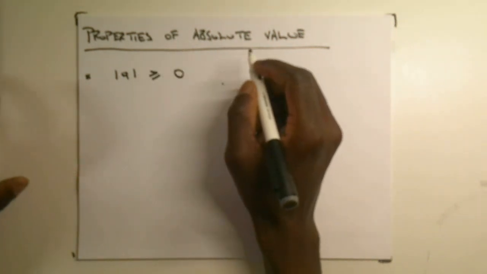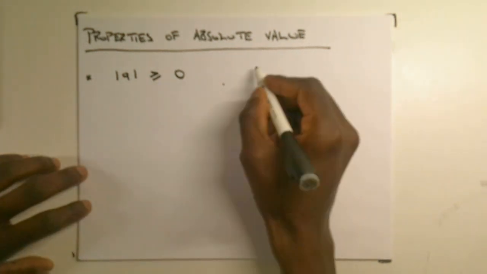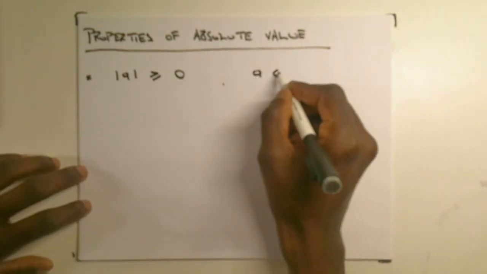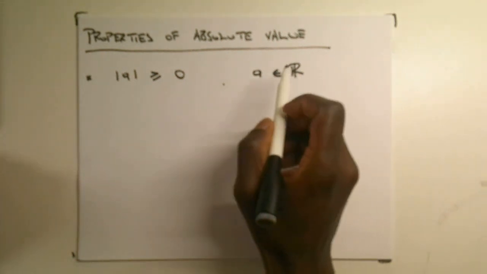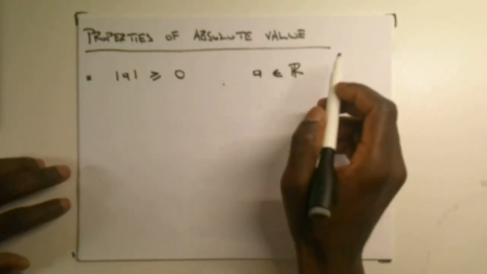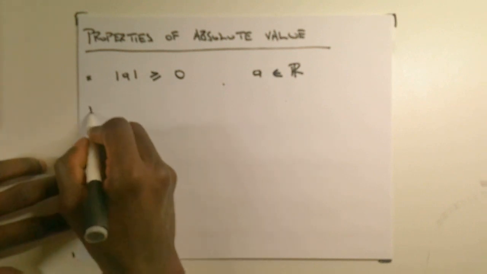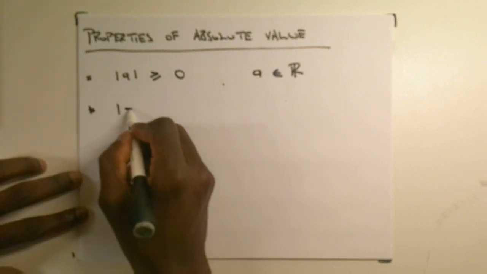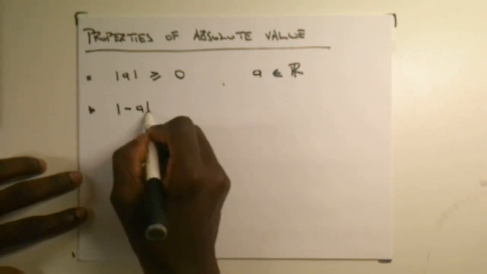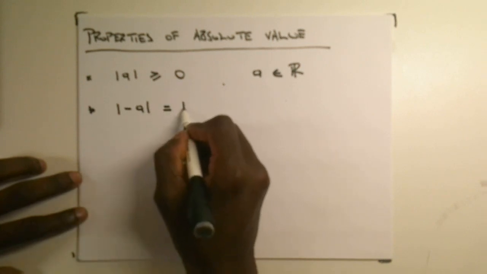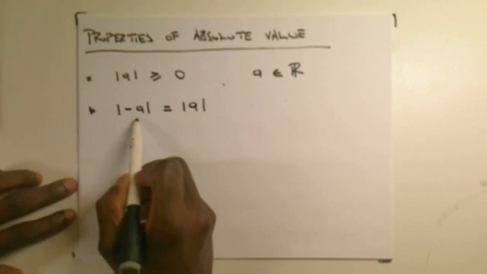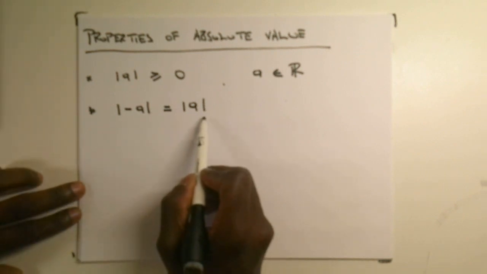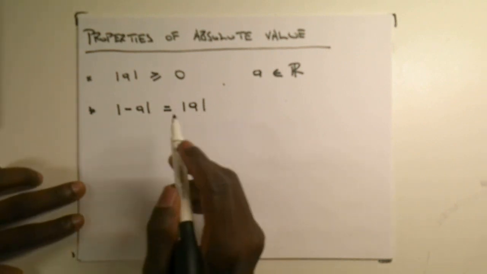0, right? So A can be any real number. So we say A, which is an element of the set of any real numbers. If I take the absolute value of A, it's always greater than or equal to 0. If I take the absolute value of minus A, well, this just gives me back the absolute value of A, right? So the absolute value of minus A will always be the absolute value of A.